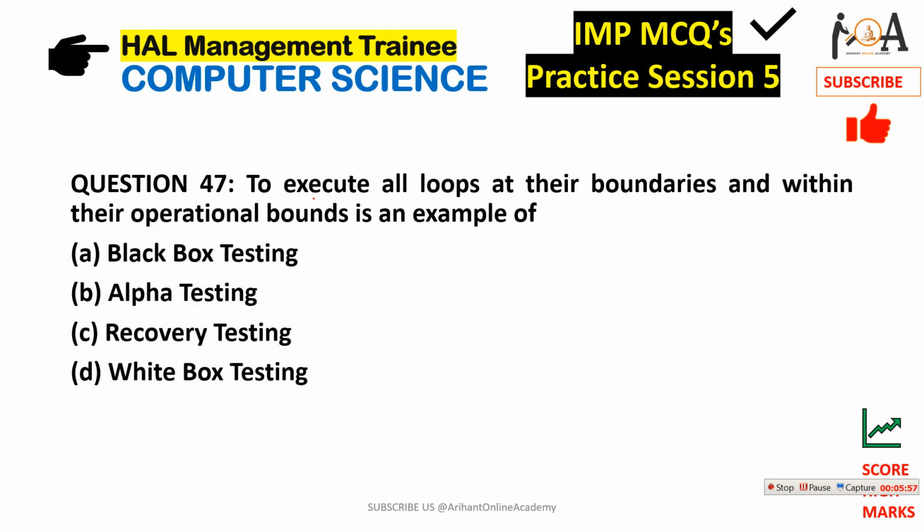Next question is, to execute all loops at their boundaries and within their operational bounds is an example of black box testing, alpha testing, recovery testing, or white box testing. So it is a software engineering question, and to execute all loops at their boundaries and within their operational bounds, it is an example of white box testing. White box testing is the one.